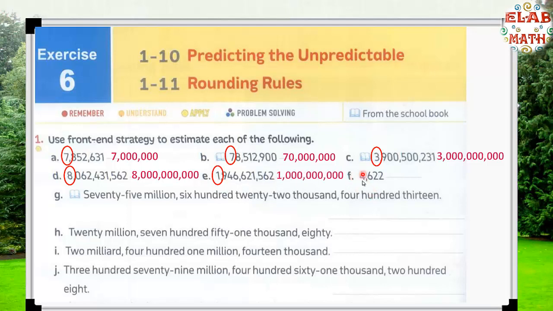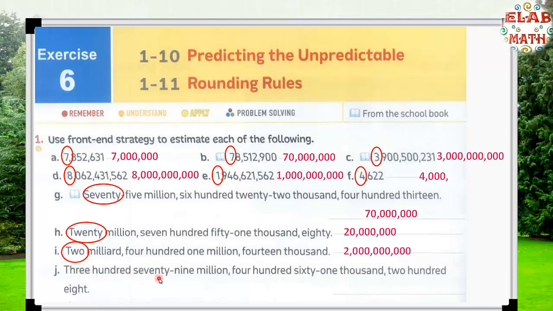Here we have 4 in the hundred thousands place. You should write 400,000. Next one, 75,622,000. You need the first period only. 75 million. You should write 7 in the ten millions place, like this, 70 million. 20 million, write 20 million. And here 2 million, write 2 million.